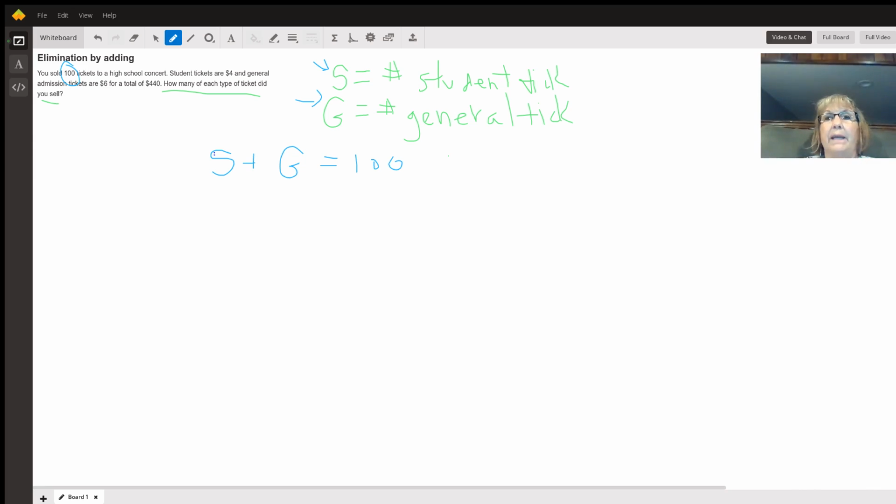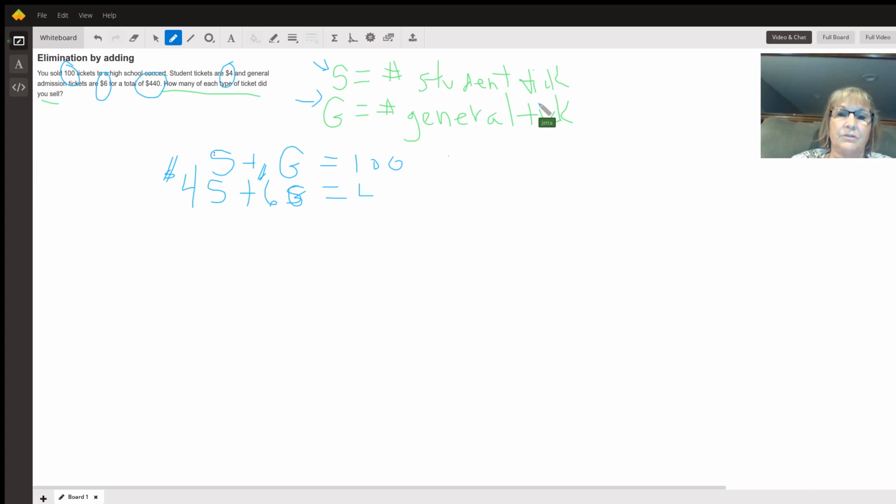So let's go talk money. The second sentence will be all about money, so second equation, second sentence. The student tickets cost $4 each. The general admission tickets cost $6 each. And we have a total of $440. Again, money. So everything in the second sentence was about money.